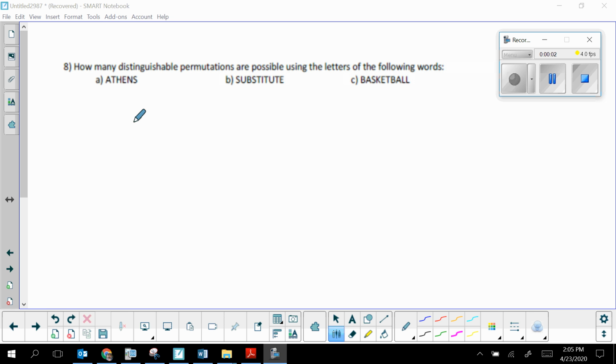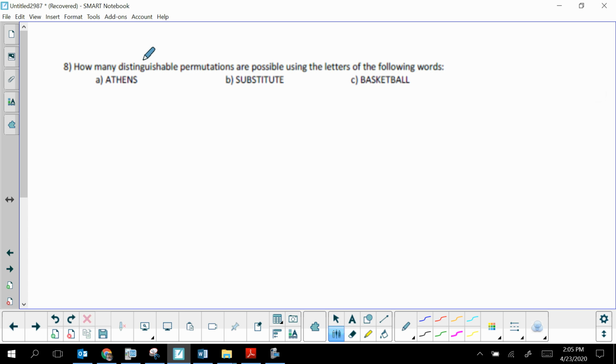Okay, I wanted to provide a little bit of help for some of the people that have been telling me what's going on with their assignments. A little trick for you guys, right? Distinguishable permutations, or another word that they use for distinguishable would be unique permutations.